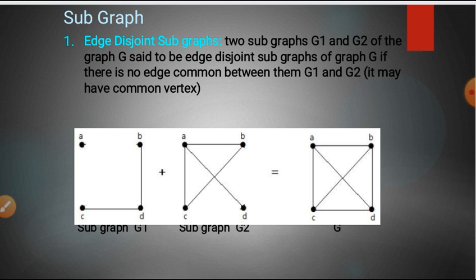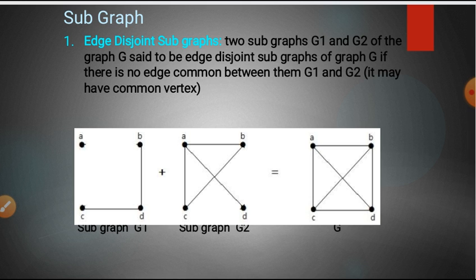So move to the next slide, which is about a subgraph in which we use the term edge disjoint subgraph. What is an edge disjoint subgraph? See the definition. Two subgraphs G1 and G2 of the graph G are said to be edge disjoint subgraphs of G. It means we have two different graphs G1 and G2, each itself a subgraph, and if we combine them, we get G, the actual graph.